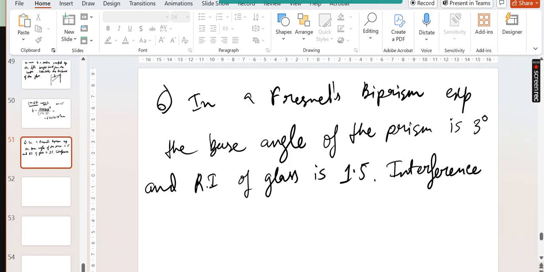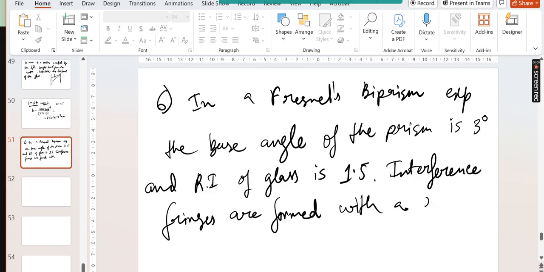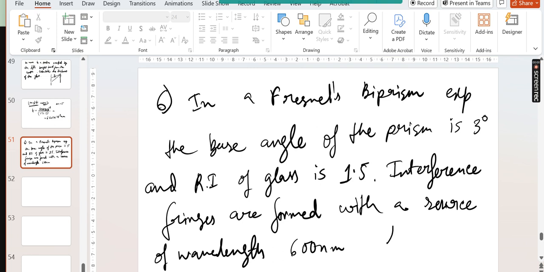Interference fringes are formed with a source of wavelength 600 nanometer, located 10 centimeter from the biprism.